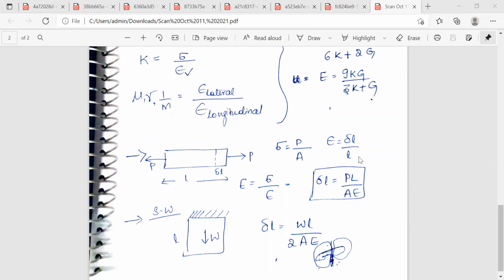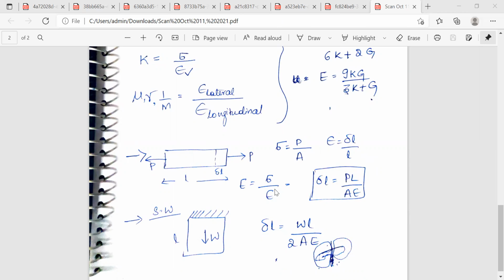I'm talking about linear deformation, linear and volumetric changes of bodies. When a prismatic bar is subjected to axial load, there will be a change in length. Stress is equal to load by area. Strain is equal to change in length by original length. So Young's modulus of elasticity is equal to stress by strain.